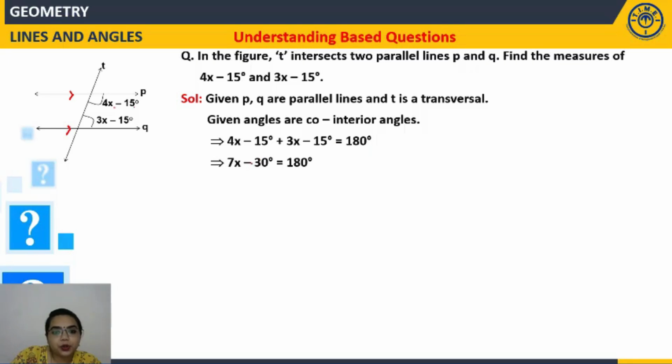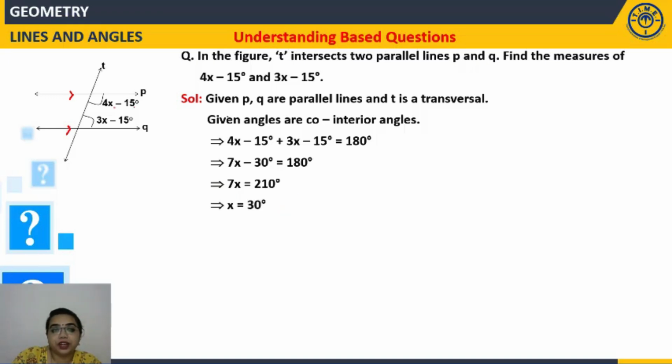Next, what are we going to do? We shall send this minus 30 onto the right hand side. So 7x is equal to 180 plus 30. That gives us 210 degrees. Now tell me, how can we find the value of x? x is equal to 210 by 7. 210 by 7 is 30 degrees. So x is equal to 210 by 7, which is equal to 30 degrees.